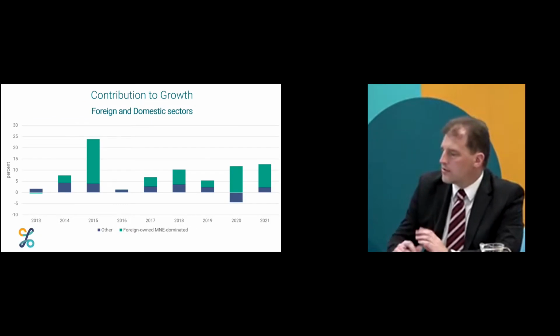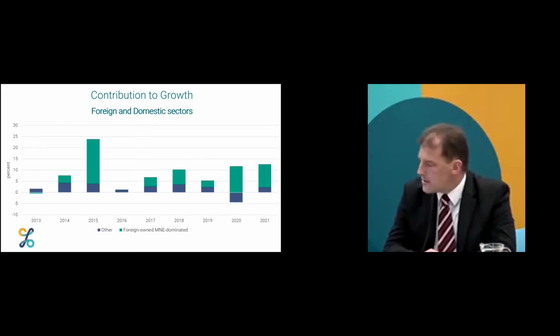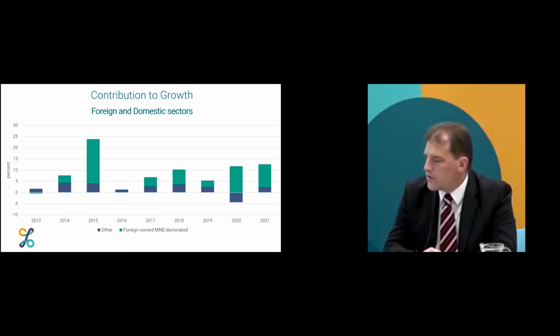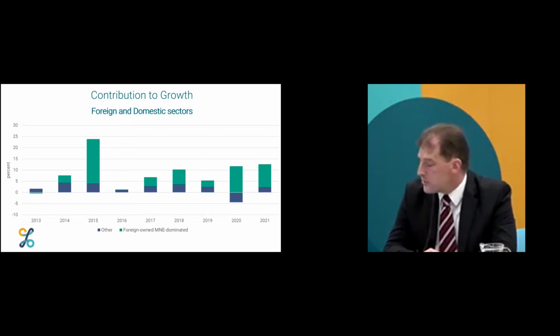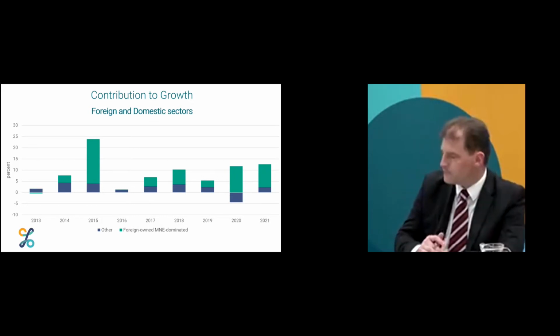If we look at the foreign-dominated and other sectors, so this charts the pandemic quite well, I guess, in 2020 and the growth in 21. The non-M&E dominated or domestic side of the accounts there is showing us 4.8% growth, slightly lower than the 5% that we had in the Q&A.